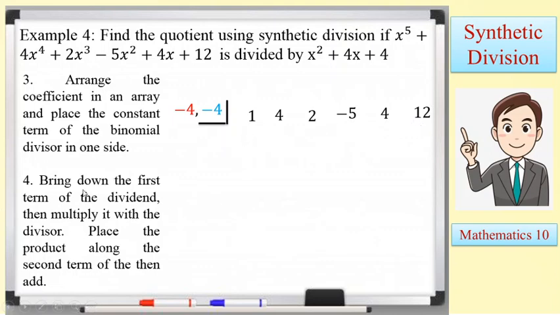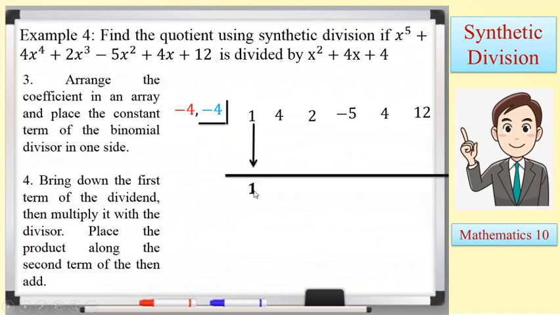So, step number 4 is bring down the first term. Kapag ang divisor ninyo ay written in the form of ax squared plus bx plus c, dito sa step number 4 ay hindi pwedeng dalawa yung i-bring down ninyo. Dapat ay isa lang. Okay, so bring down the first term from the word first term. Okay, so bring down natin, that is 1.